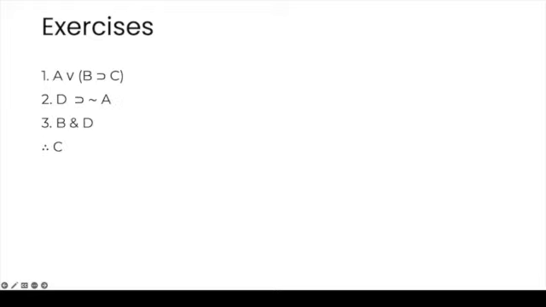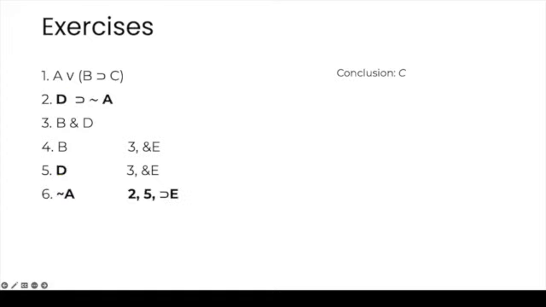Let's do a last one. Consider this argument. What we have to prove is C. The reasonable step here is to apply ampersand elimination in 3. It's the only sentence we can break up. It's the only place where we can start. But then notice that since we have D, we can match the antecedent of the conditional in 2. So we combine 2 and 5 to get not A by conditional elimination.